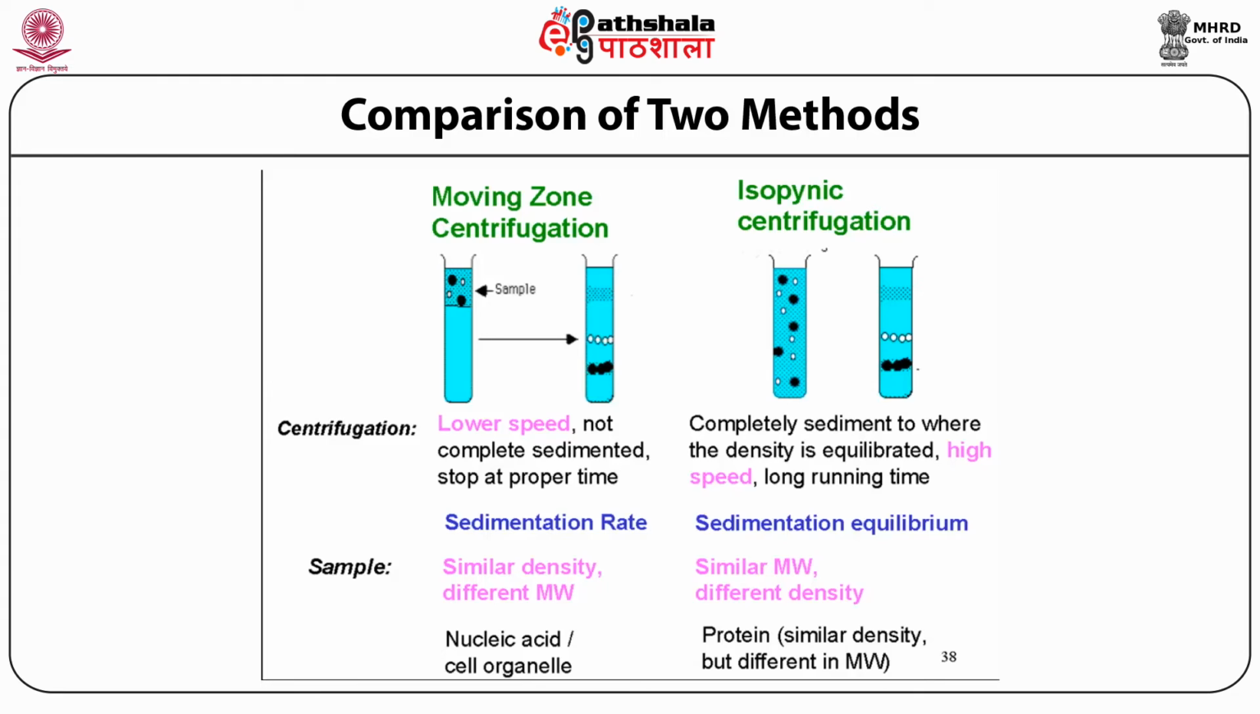There are many advantages and disadvantages of these two methods, so they have to be analyzed one by one. Rate zonal runs are preferred over isopycnic runs for large particles such as cellular organelles, because rate zonal runs take a shorter duration. Duration is important, as prolonged runs make particle viability and stability questionable. The second point is that for osmotically active particles, centrifugation is usually carried out through rate zonal runs in a shallower density gradient in order to prevent damage to the particle.